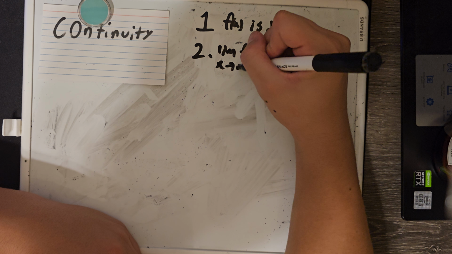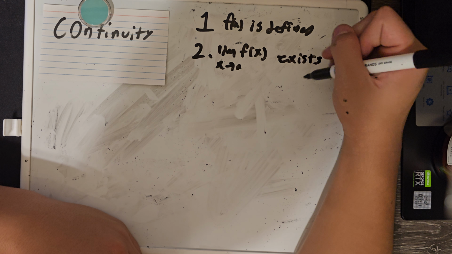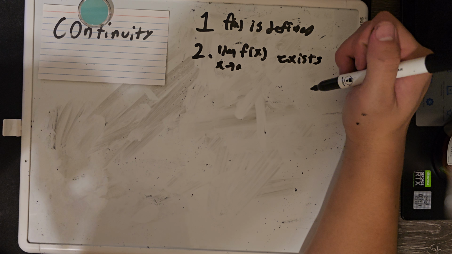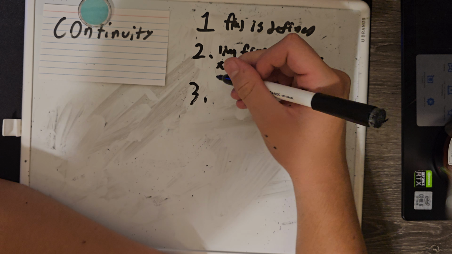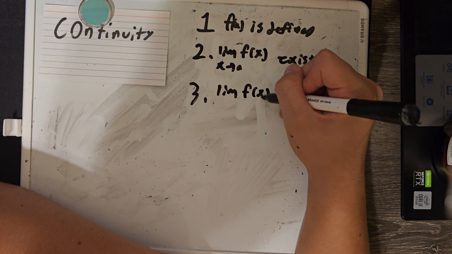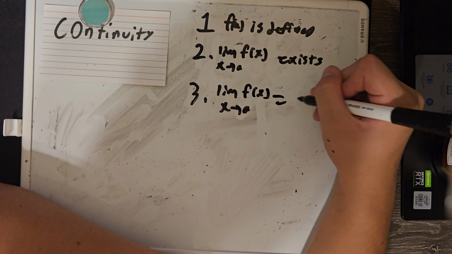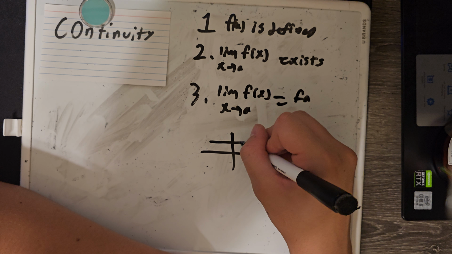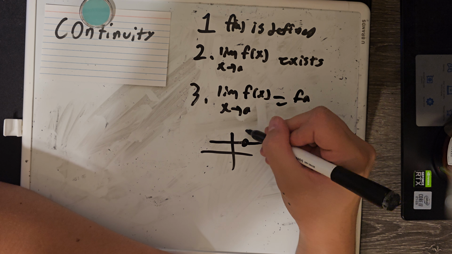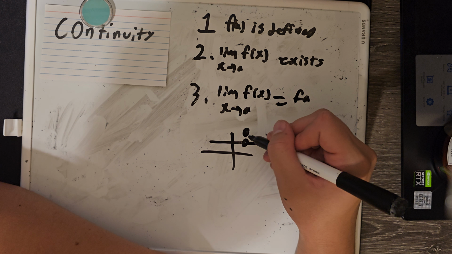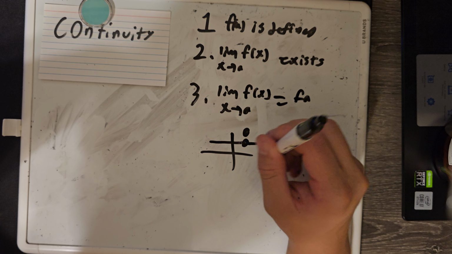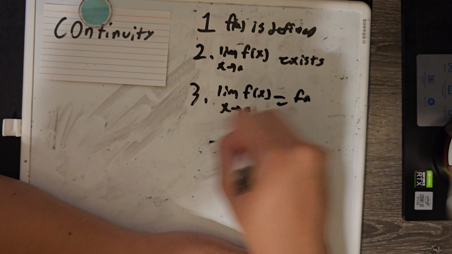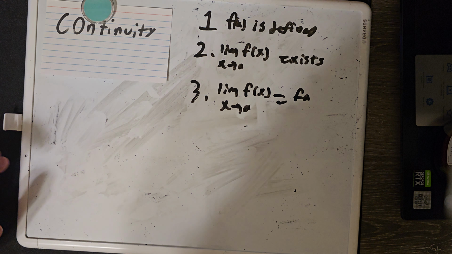2, the limit of f of x as x approaches A exists. So simply the limit is there. So if we have a jump, the limit does not exist. Therefore, it's not continuous. 3, the limit of f of x as x approaches A equals f of A. So if we have a graph with a hole right here, and the point jumps up here, this is a situation where the limit exists, A is defined, but it does not equal the limit. And I'll cover 3 examples where each of these rules is violated.